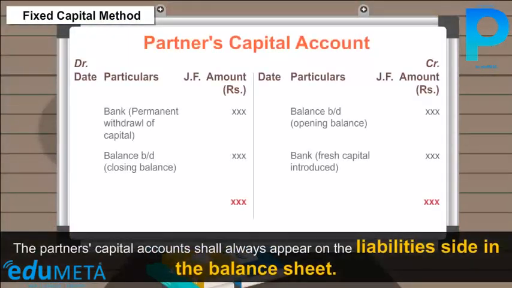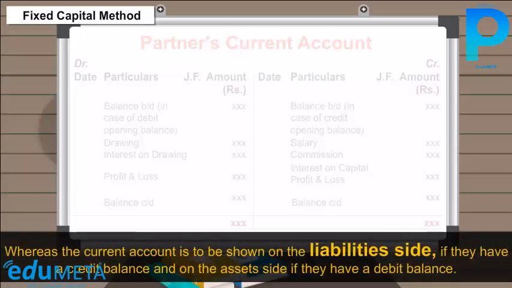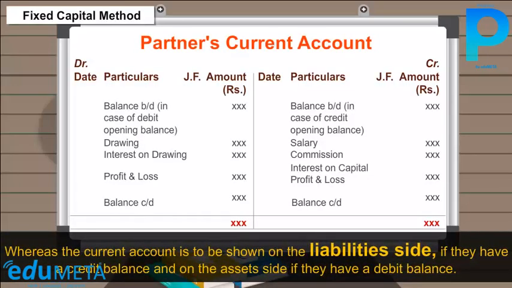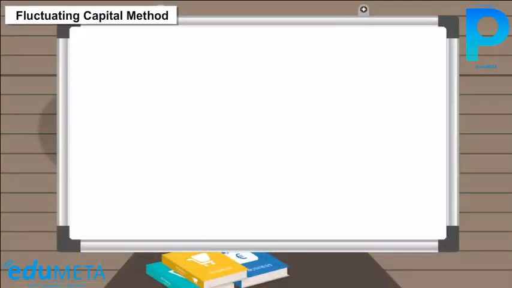The partner's capital accounts shall always appear on the liabilities side in the balance sheet, whereas the current account is to be shown on the liabilities side if they have a credit balance and on the assets side if they have a debit balance. Fluctuating capital method.